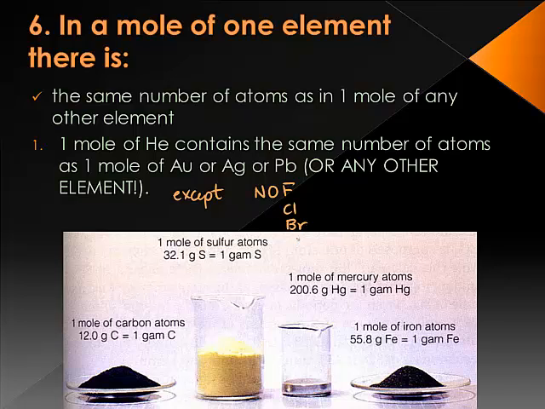Oh, bromine and iodine, which, when they're elements, are diatomic. So they're found as 2s. So when you have those particular molecules, the diatomic molecules of elements, you end up having twice as many atoms in 1 mole of the molecule of the element.